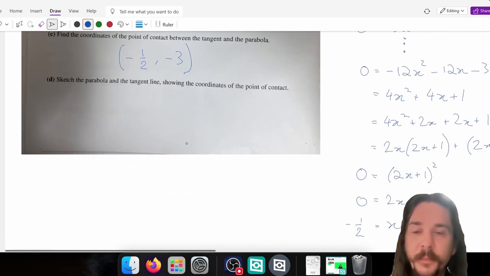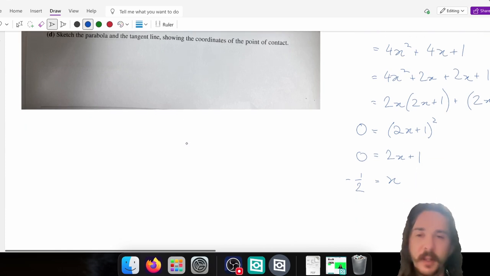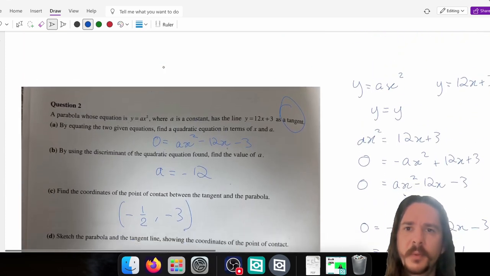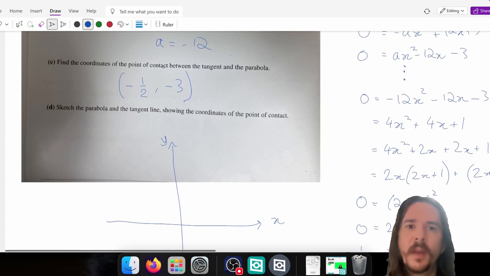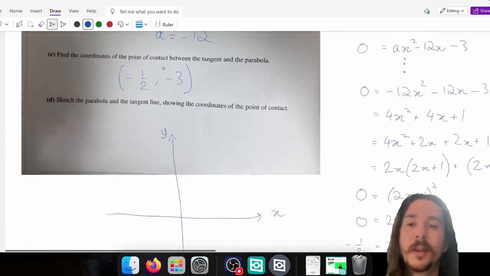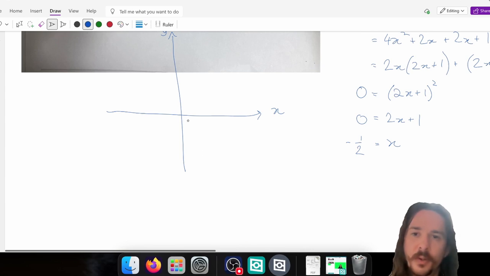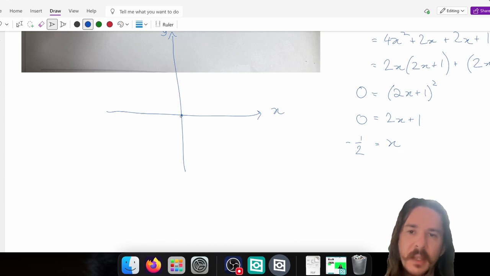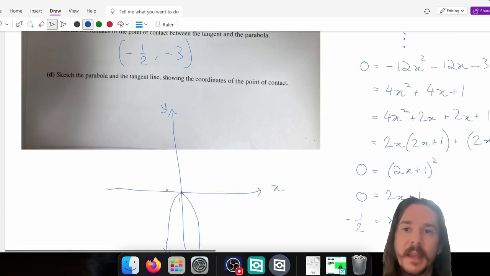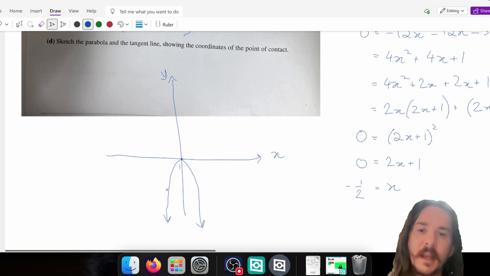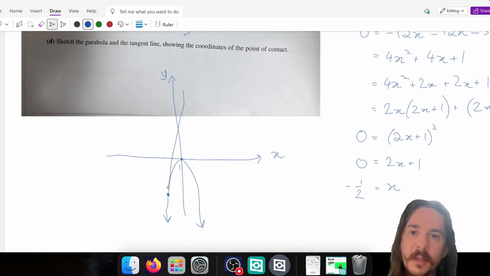Okay, sketch the parabola and the tangent line showing the coordinates of the point of contact. So the parabola is negative 12x squared, right? Because ax squared and a is negative 12. So it's going to go through the origin, got no y-intercept, so it's 0, and it's super steep, much steeper than what I'm actually drawing. I'll pull it up in Desmos in a second. And then the tangent line is at a point which is maybe here, negative 1/2, negative 3. And so that tangent line is going to be something like this.